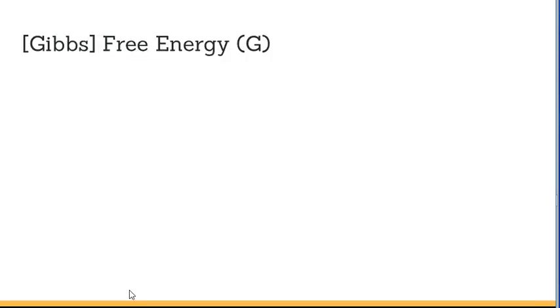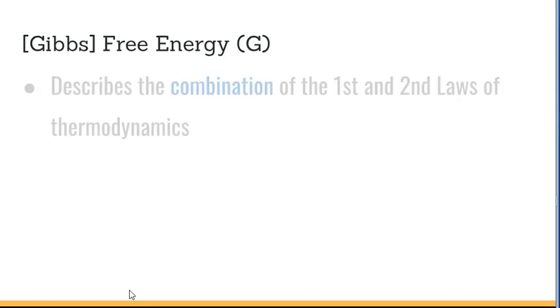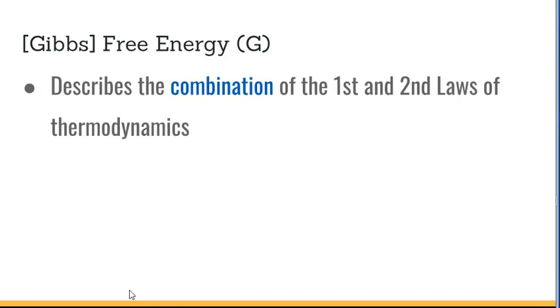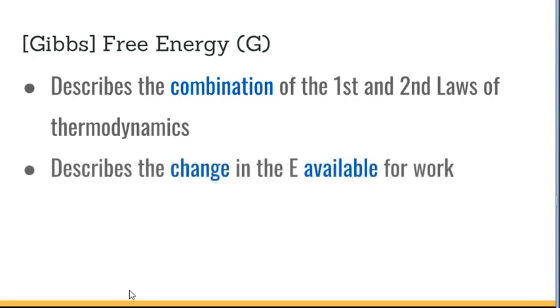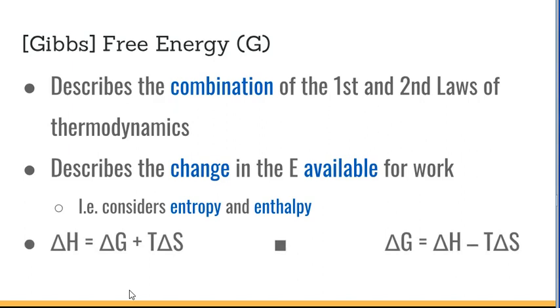The first two laws are put together in Gibbs free energy. This describes the change in energy which is available for work. In other words, it considers both entropy and enthalpy. One could use the delta G to calculate the change in heat in the formula delta H is equal to the delta G plus the product of temperature and change in entropy. Rearranged, we could find the delta G is equal to the change in heat minus the product of temperature and change in entropy.